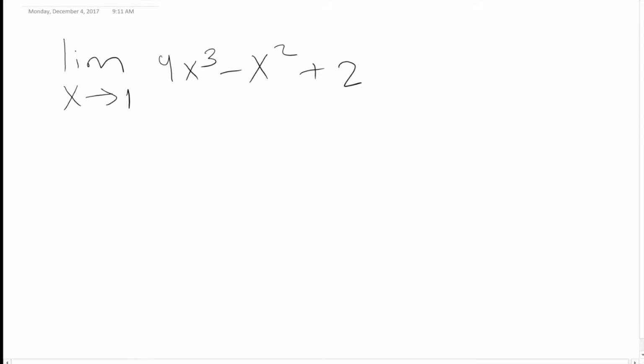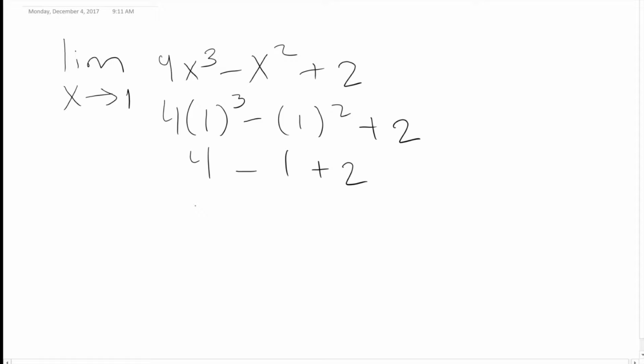So this function is continuous everywhere. So what you can do is just plug in the 1 for x. We have 4 times 1 cubed minus 1 squared plus 2, and this gives me 4 minus 1 plus 2, and that equals 5. So the limit of 4x cubed minus 4x squared plus 2 as x approaches 1 is 5. Let's go ahead and take a look at another example.